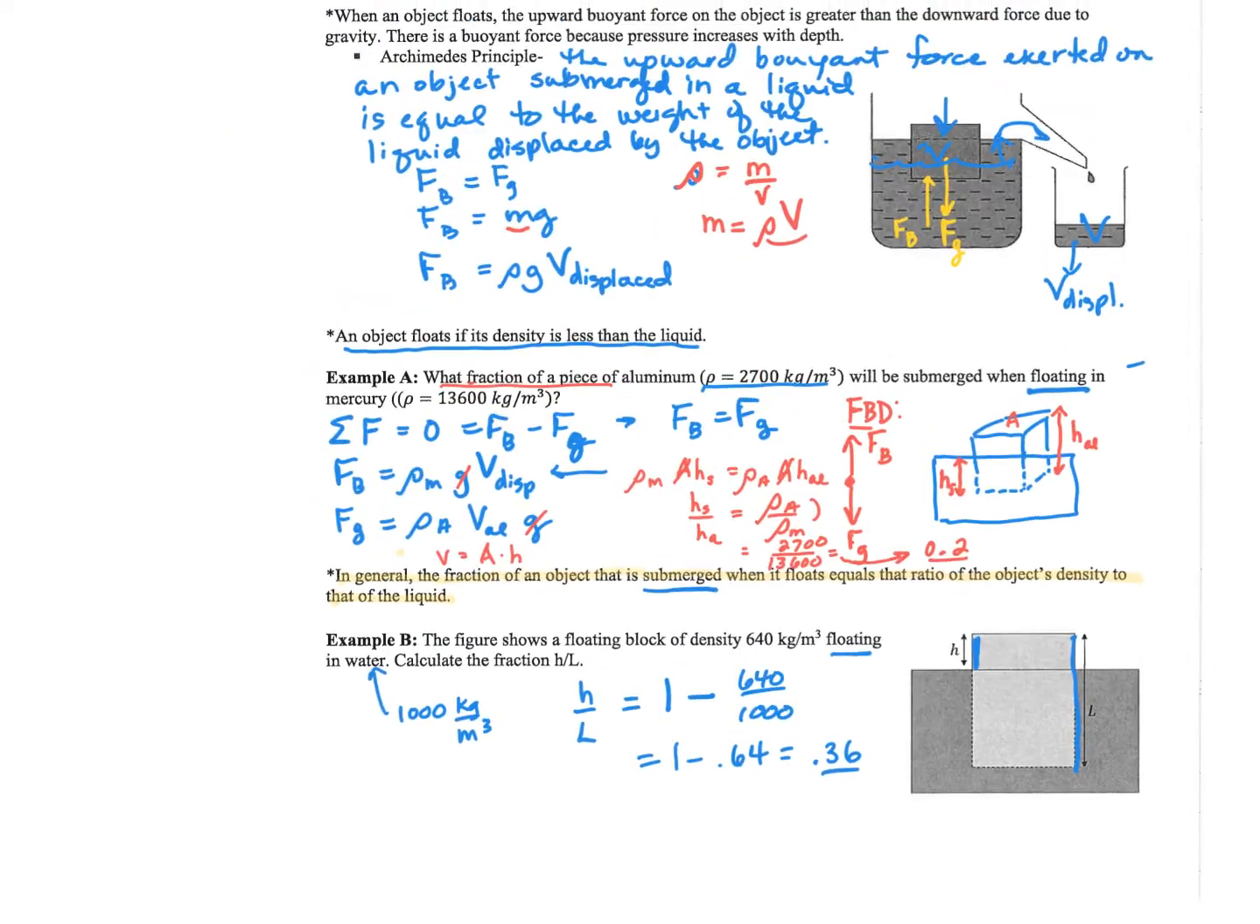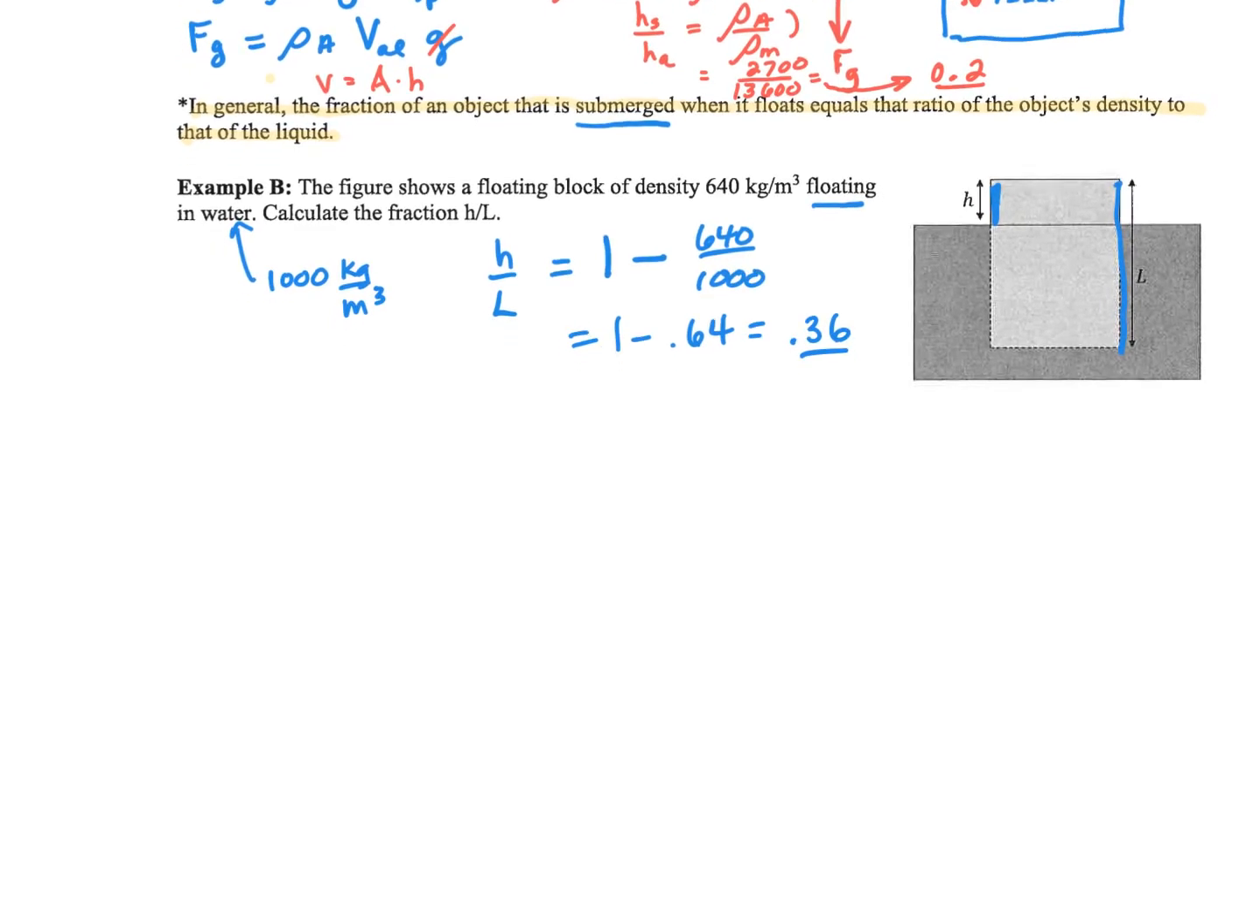Hold on here. In general, the density of the object over the density of the liquid equals the amount of the object submerged. You know what else we know this is called? Specific gravity.